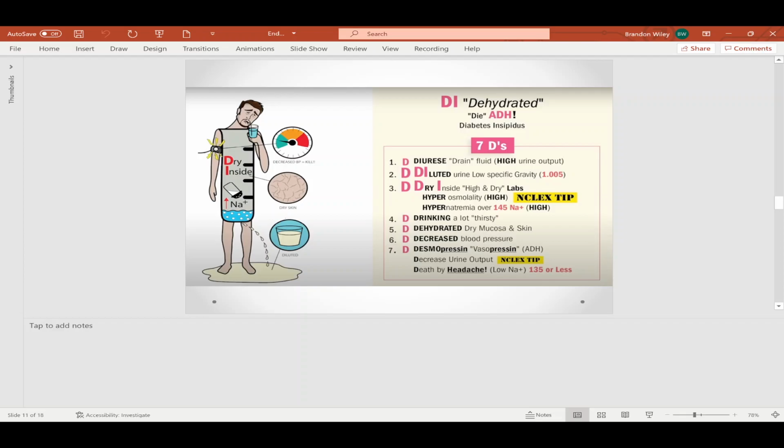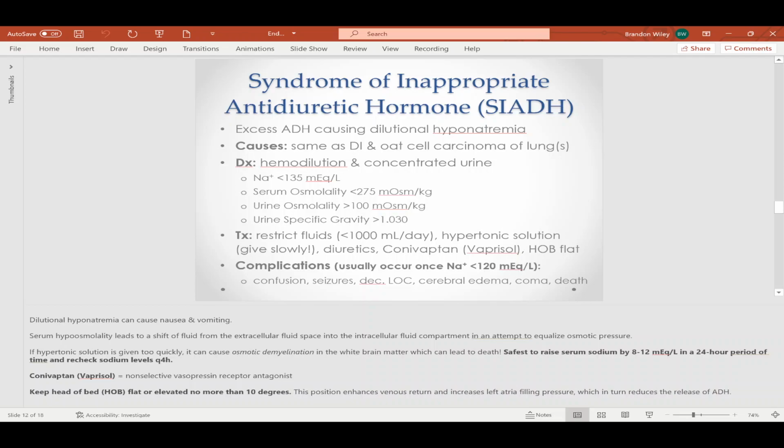So it has the same causes as DI, so our head injury, and then it's got oat cell carcinoma of the lungs. So sometimes patients that have lung cancer can present first thing with this SIADH. This can be their first symptom. And I can speak on this because my grandmother has lung cancer, and her first symptom was she presented with SIADH.